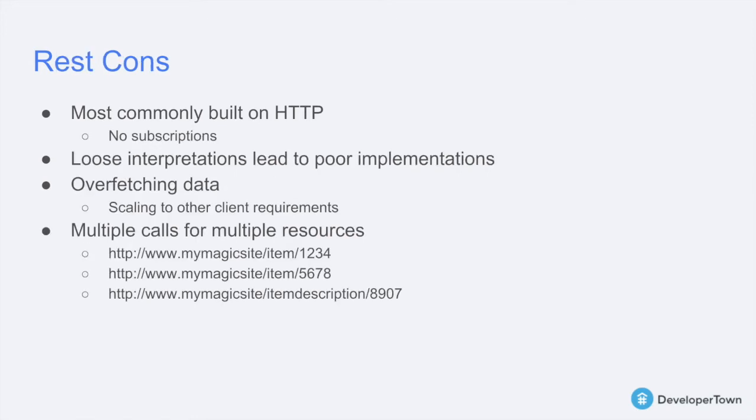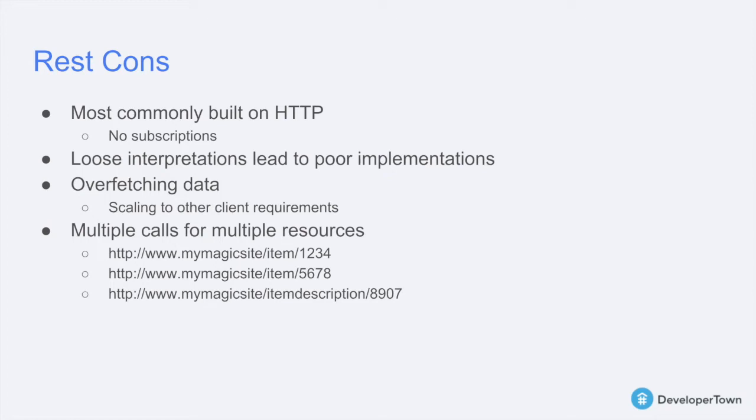So let's move on to the REST cons. It's most commonly built on HTTP, so that provides no subscriptions. Loose interpretations lead to poor implementations. Since this is really just built upon one guy's PhD dissertation, you can have all kinds of crazy stuff come out of these implementations. Overfetching data, this is the core problem of REST and why things like JsonAPI and GraphQL really have been on the rise.